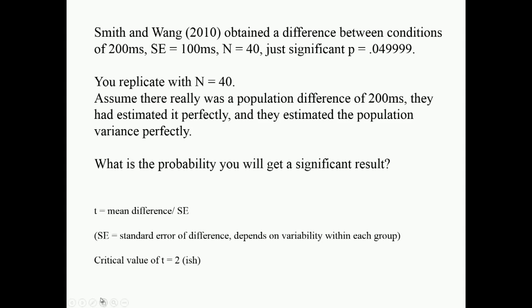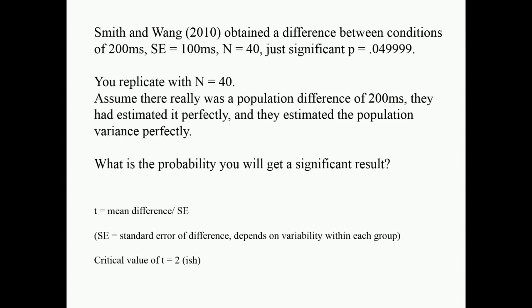And you can make exactly the same argument about the standard error underneath. Could go that way, could go that way. 50-50 odds. So if someone gets a significant result, just at the 5% level, and you replicate with the same number of subjects, what's your power? 50%, that's right.